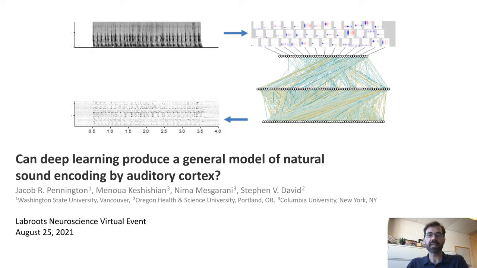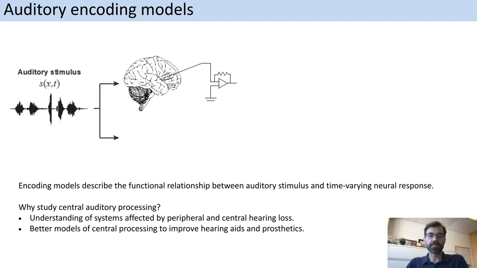And the question we're looking at today is, can deep learning produce a general model of natural sound encoding by auditory cortex? So what do I mean by encoding model? The goal we have here is to understand how the brain represents and computes information about the sound that it encounters in the real world.